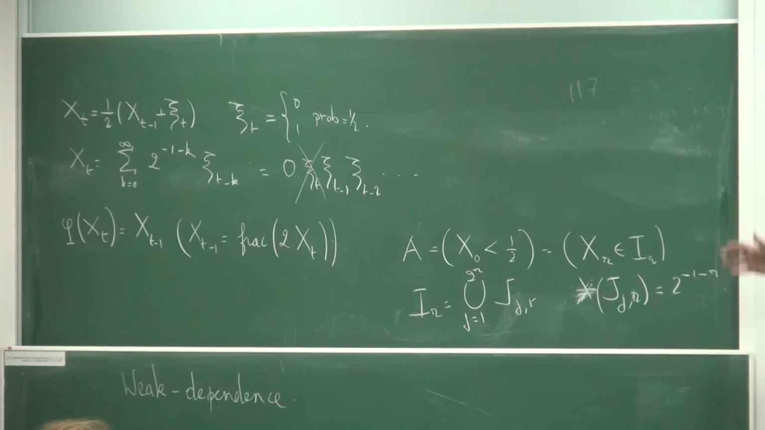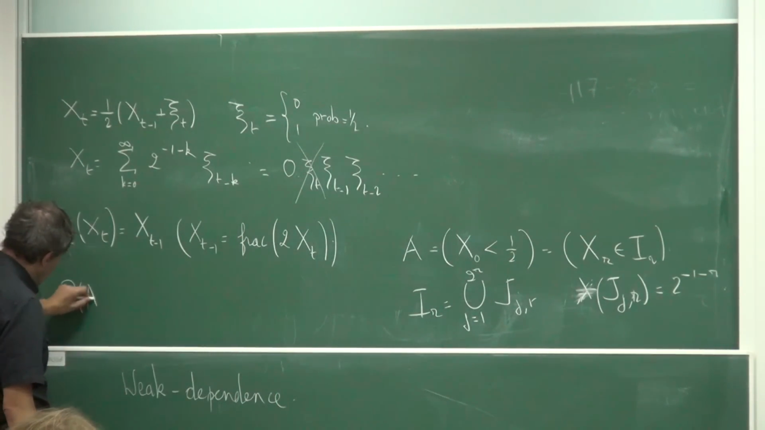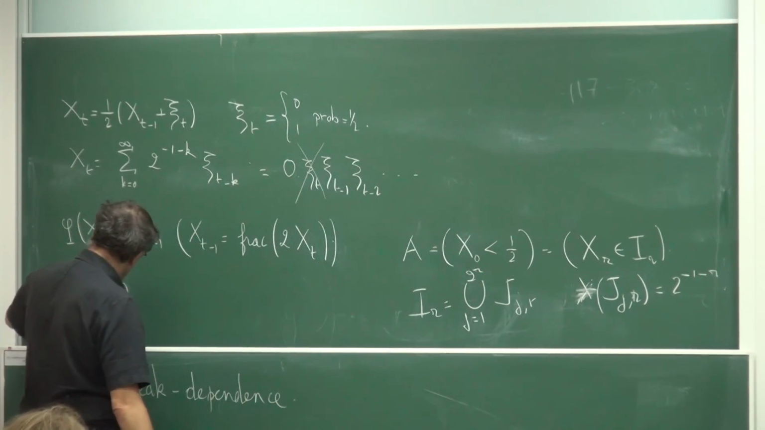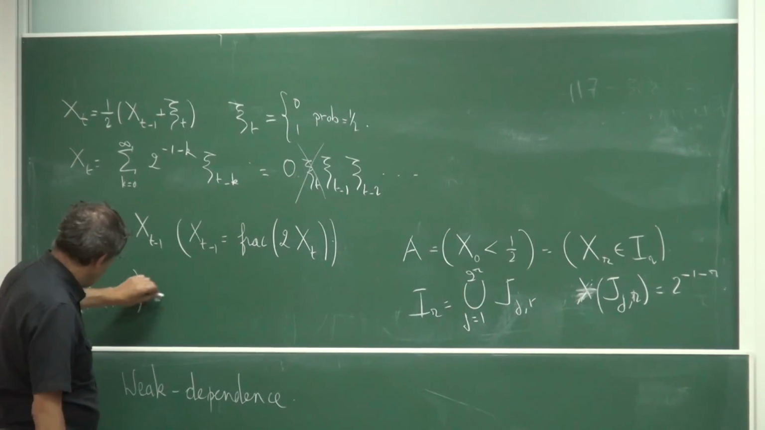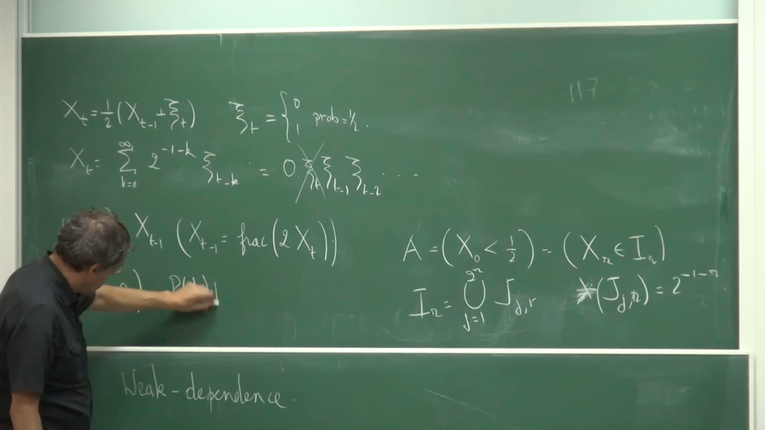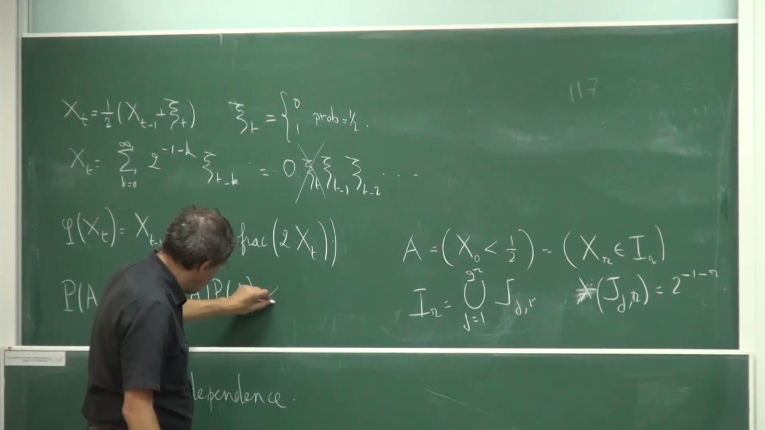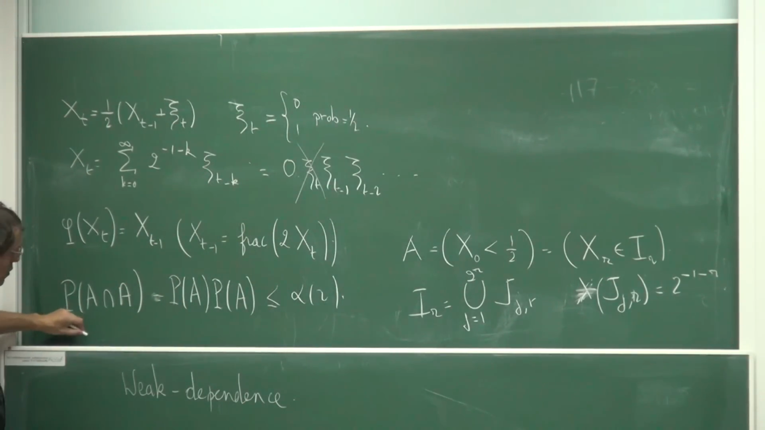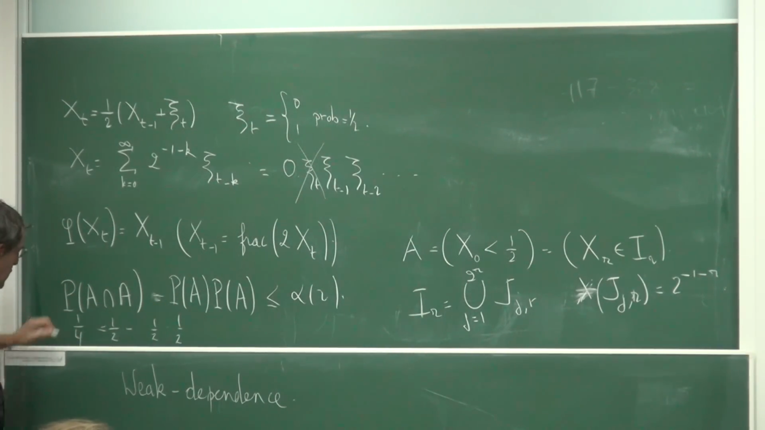So when you use this, you just see that P of A intersect A, minus P of A times P of A, is just less than alpha of r, but it is also exactly equal to 1 over 2 minus 1 over 2 times 1 over 2. That means alpha of r is more than 1/4.